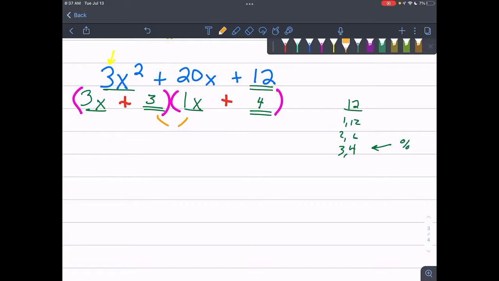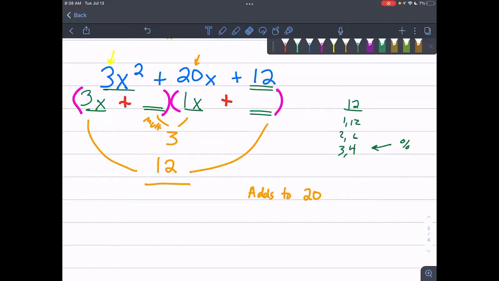And remember, we're going to multiply underneath. So 3 and 1 gives us 3. What's the outside number going to be? Three times 4 is 12. So we're hoping that it adds to 20, the middle number. 12 and 3 doesn't add to 20. So what you can do instead is swap the 3 and the 4. We can do that. Put the 4 first and the 3 second.